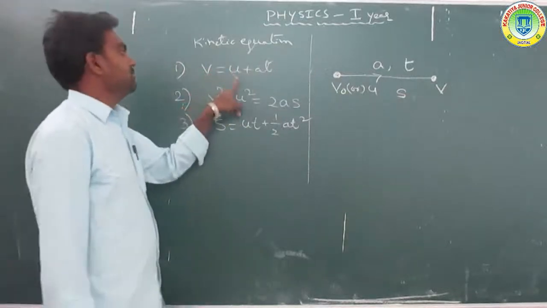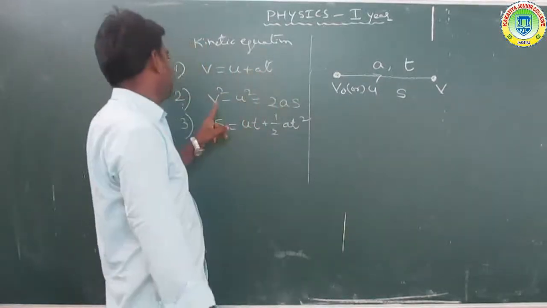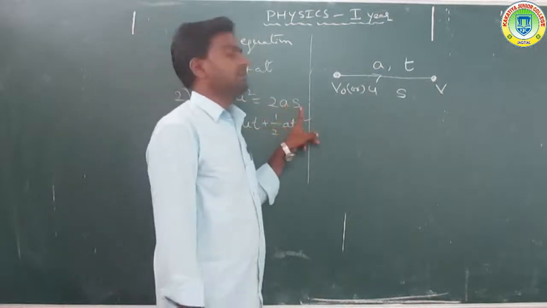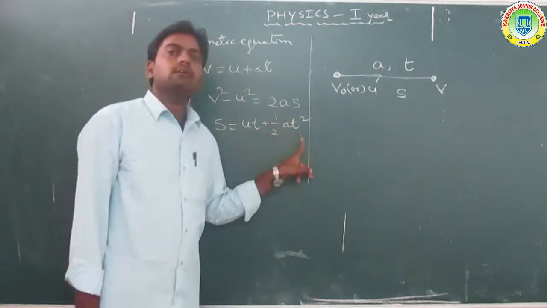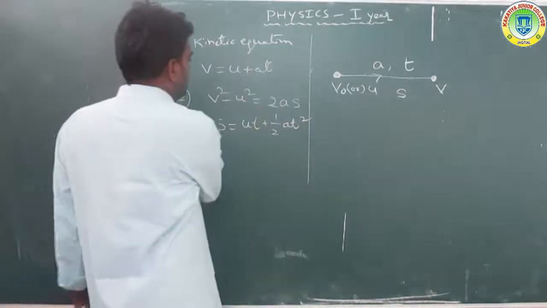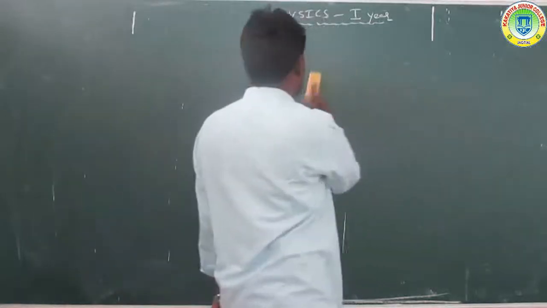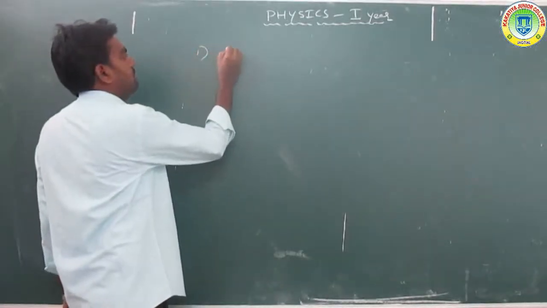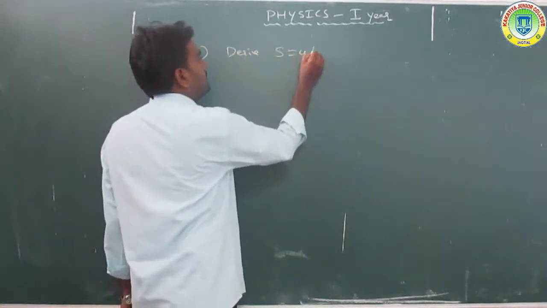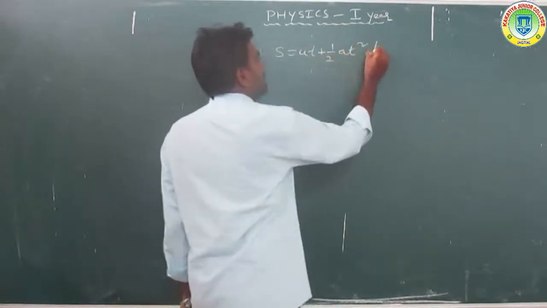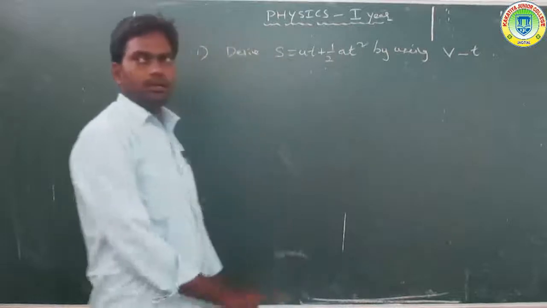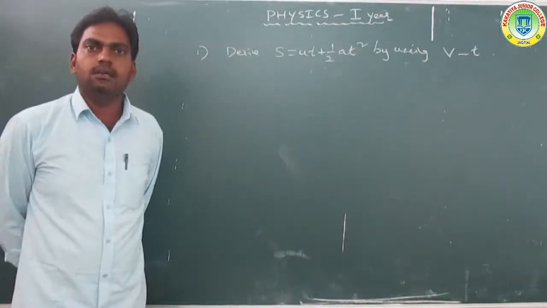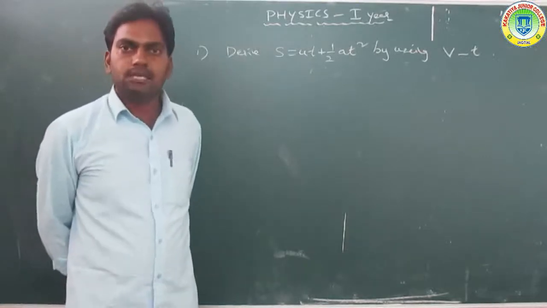So v is the final velocity, u is the initial velocity, a is acceleration, t is time, and s is displacement. Now the derivation of s = ut + ½at² is a very important 4 marks question in intermediate. First, derive s = ut + ½at² by using the graph method, that is, the v-t graph method.